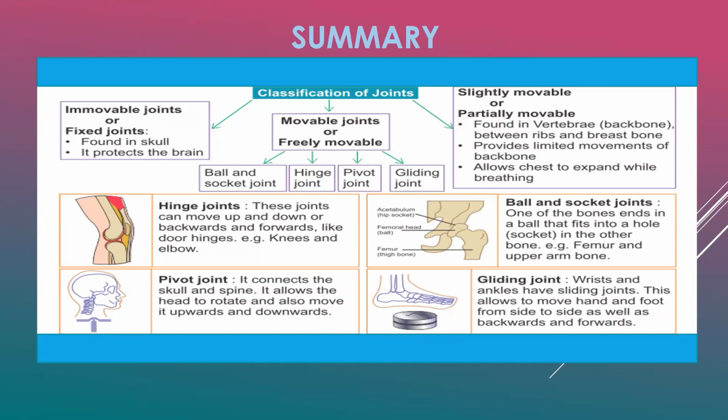Some joints are immovable. An immovable joint is found in skull. It protects the brain. Some joints are partially movable, found in the vertebrae between the ribs and breastbone, and provide limited movement of the backbone. Also allows chest to expand while breathing. So this is all about the different types of joints.